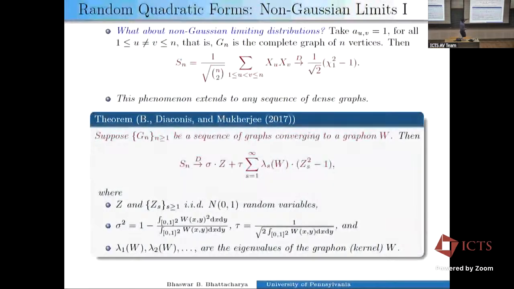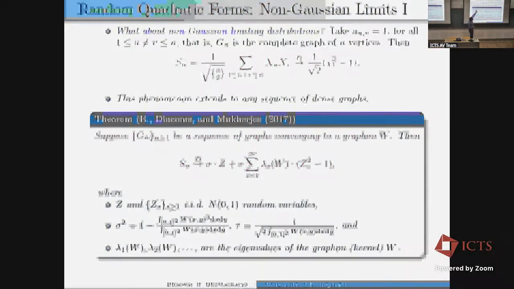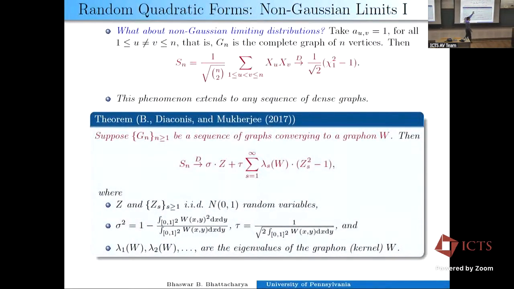So here is a result from a few years ago. You take any graph G_n, any 0-1 valued matrix, converging to a graphon. This graphon is this function. Then the limit will have two parts. There will be a Gaussian part, and there will be a non-Gaussian part, which will be a sum of centered chi-squares. Okay? These sigmas and taus are some constants, not so important. What's important is these are all normals. So that's a normal, and that's a centered chi-squared. And what are these lambdas?